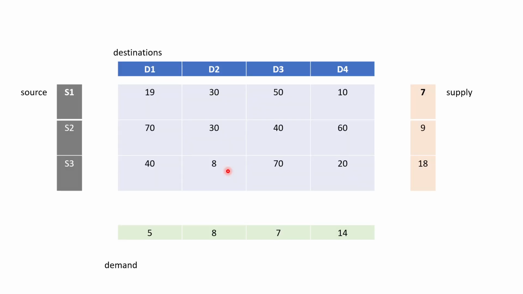So here we have a transportation matrix. We have destinations D1, D2, D3, D4, sources S1, S2, S3, and demand of those destinations are 5, 8, 7, 14, and supply from sources are 7, 9, 18. So we solve this problem by using row minimum method.